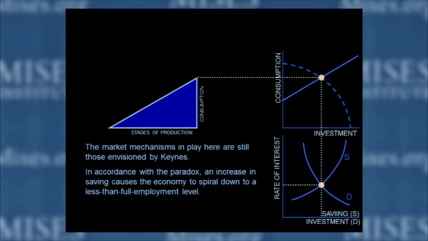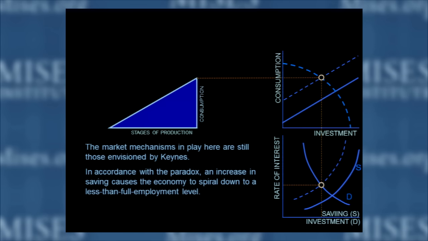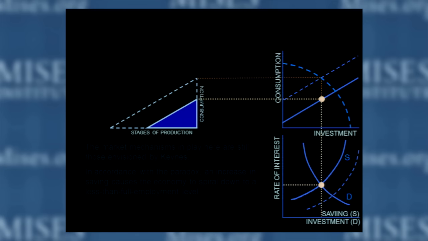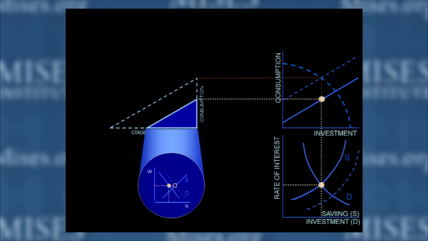In accordance with the paradox, an increase in saving causes the economy to spiral down to a less than full employment level. Let's watch that. There's the increase in savings, and there's the aftermath. You see the triangle doesn't change shape. It can't in his viewpoint. And so it just ends the economy up in depression, and we've got less employment to boot.